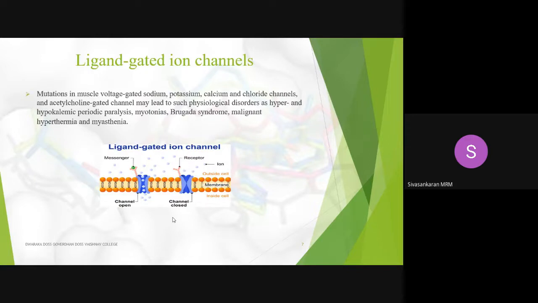So what are ligand-gated ion channels? Due to mutation, the sodium, potassium, calcium, and chloride channels, and acetylcholine-gated channels may lead to physiological disorders such as hyper and hypokalemic periodic paralysis. So these types of diseases are caused by ligand-gated ion channels. When we target the proteins in these ion channels with drugs, we can cure the diseases. Symptoms like Brugada syndrome, malignant hyperthermia, and myasthenia are different types of disorders which can be cured by targeting the proteins in the ligand-gated ion channels.